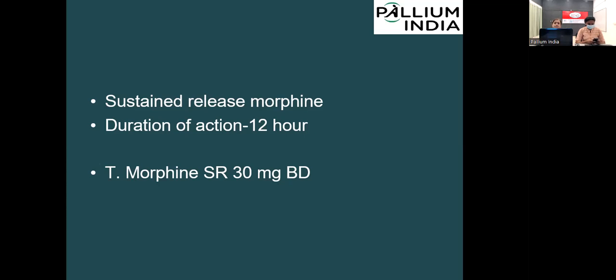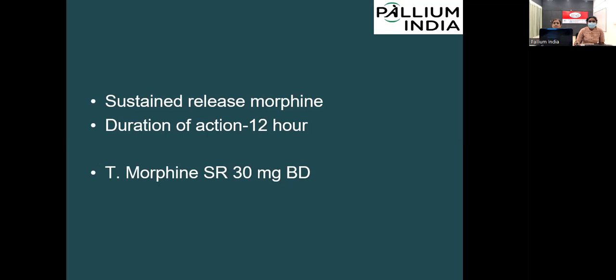He's taking at 6 a.m., 10 a.m., 2 p.m., 6 p.m. and 10 p.m. Double dose at 10 p.m. Yeah, 60 milligram per day. So we have to divide it into two doses. That is 12th hourly dose means 30 milligram SR. You just have to take it at 8 o'clock in the morning and 8 o'clock at night. So we can convert it into sustained release.